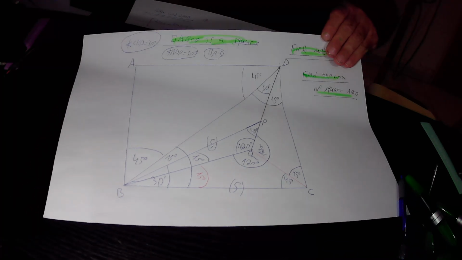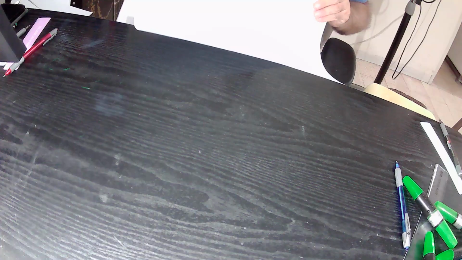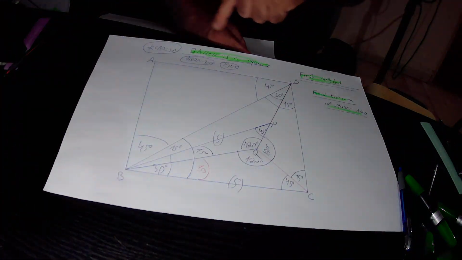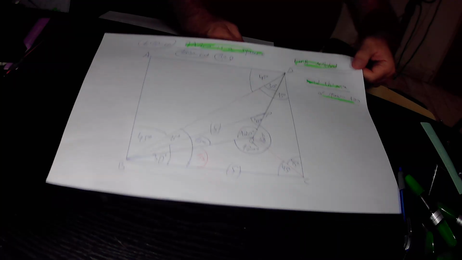So we finish with the first method. In the next step, I'll repeat the solution using the second method. We now find this square ABCD according to the second method.